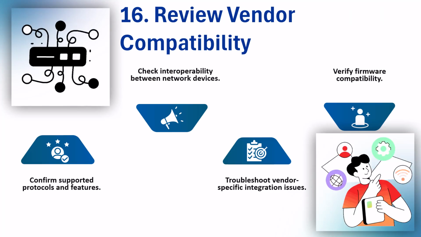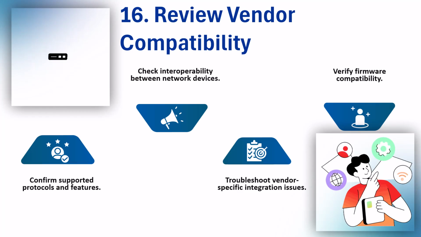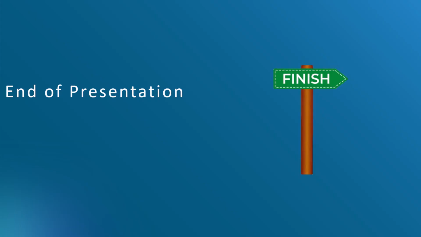Ever tried fitting a square peg into a round hole? That's what happens with incompatible vendors. First, we check if devices can talk to each other. Then, firmware versions must be aligned. Old software can cause chaos. Supported protocols ensure smooth operation. And troubleshooting helps iron out vendor-specific quirks. Tech harmony is key, and that's a wrap.